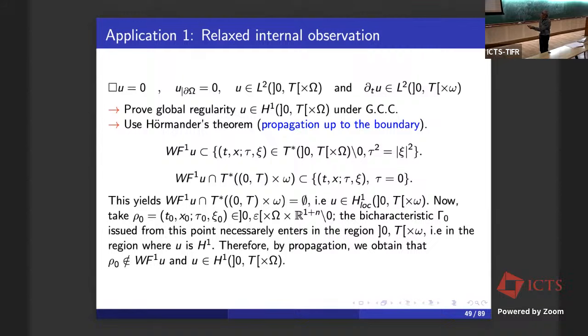Recall the problem, we have a wave. You can forget about the boundary, there is no problem. You take a solution that is in L2 and satisfying DTU is in L2 of the observation cylinder. Under GCC, I recall that it says that every bicharacteristic curve issued from omega at t equal to zero, traveling with speed one, enters in omega before the time t. So it enters this cylinder. So if you take dtu here, that means that over omega, dtu is in L2.